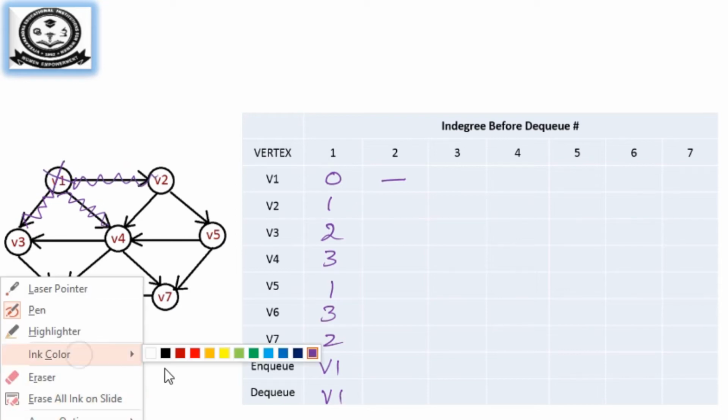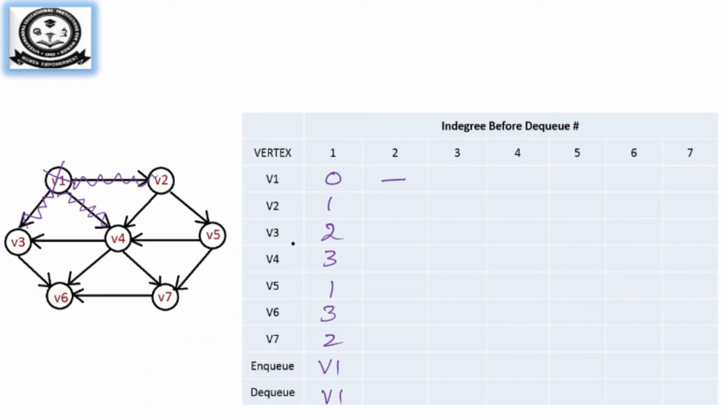Now let us update the in-degree. For V2 there is no incoming edge, so it will be 0. For V3 there is only one incoming edge, V4 has 2, V5 still 1, V6 is 3 and V7 is 2. Here we are sure that V2 has the minimum, so V2 will be pushed and printed as part of the topological sorting.